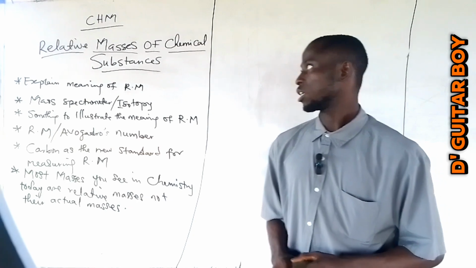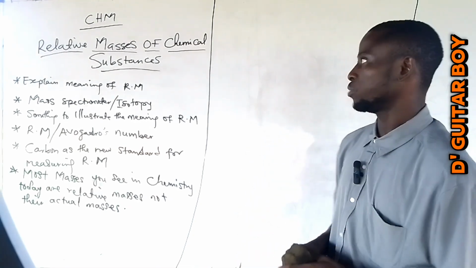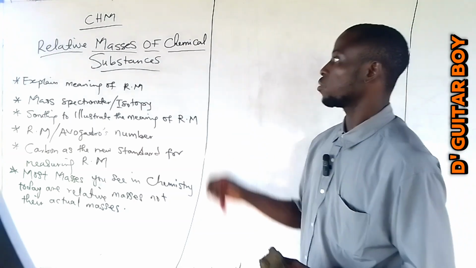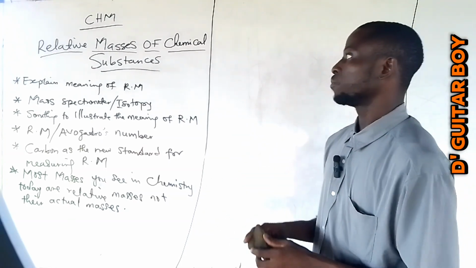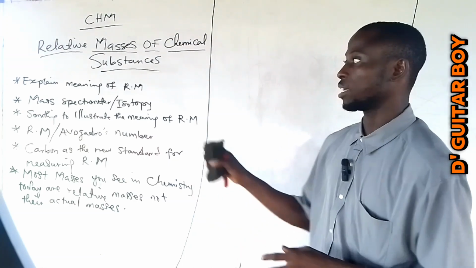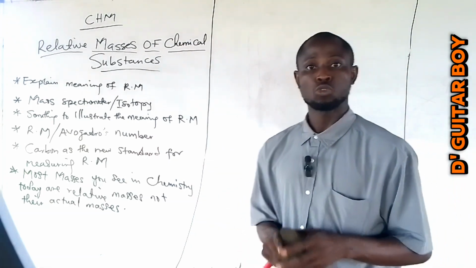Today we are going to be discussing chemistry, and the topic we are going to be discussing today is relative masses of chemical substances. Under this topic, I decided to divide the topic on my own into smaller units so that I will not forget some serious points you are supposed to know as a chemist.